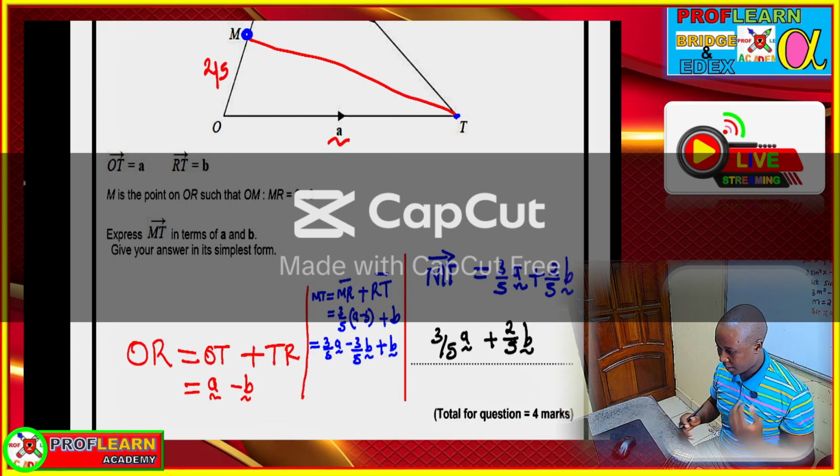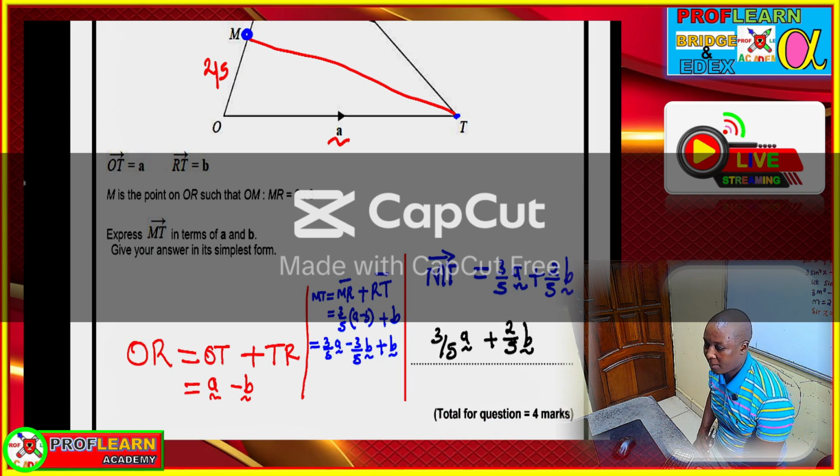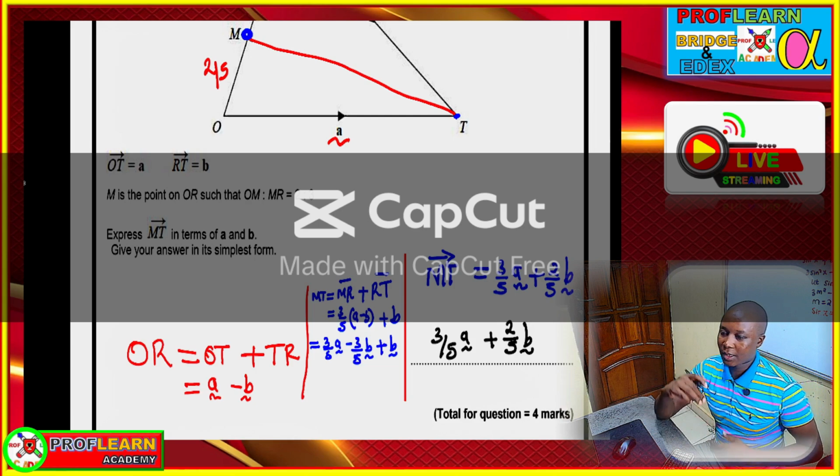And I can see Leila said 3/5 vector A plus 2/5 vector B. I can see Mohammed said 0.6 vector A, which is correct in decimals. Mohammed, that was amazing. That's great, guys.